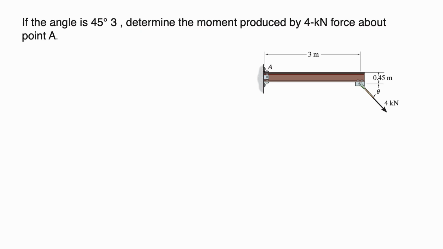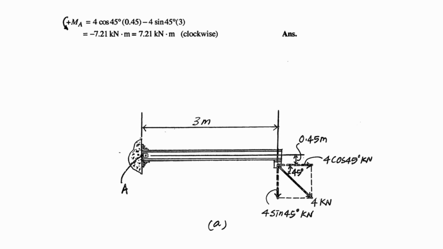If we have some beam here which is subjected to a force of 4 kilonewton, and we have some angle theta, and it is given that theta is 45.3 degrees, and we need to determine the moment at point A. What we have to do is first split the force of 4 kilonewton into two components in the x and y directions. In x, it will be 4 times cosine of 45.